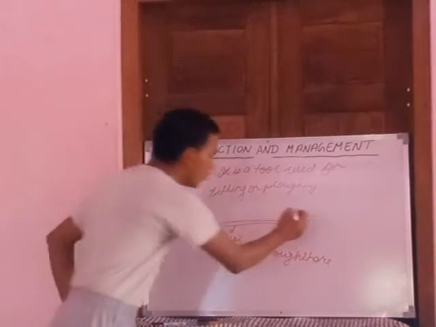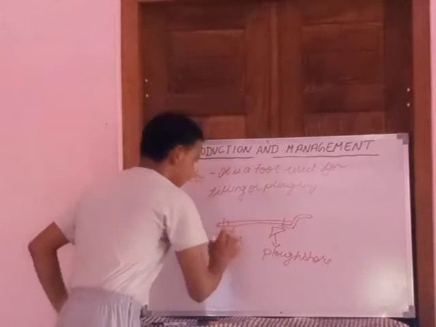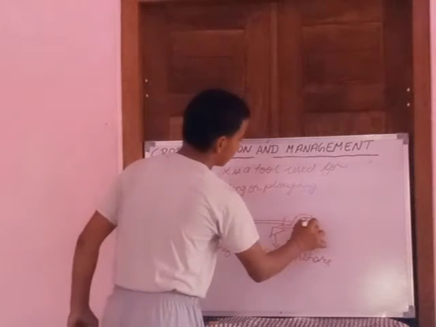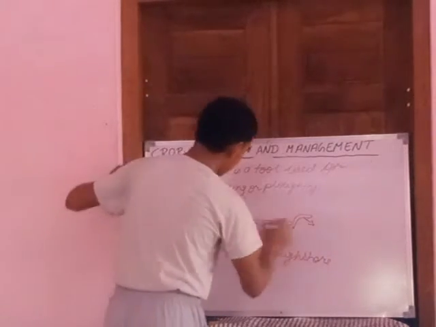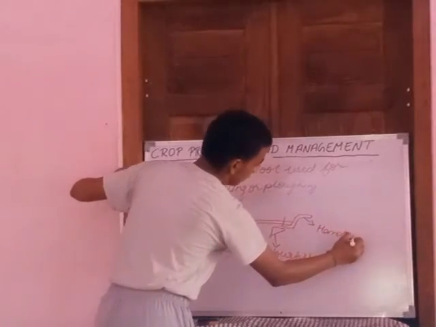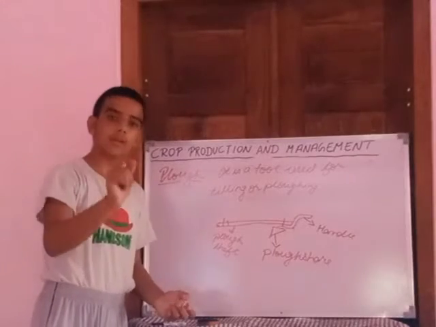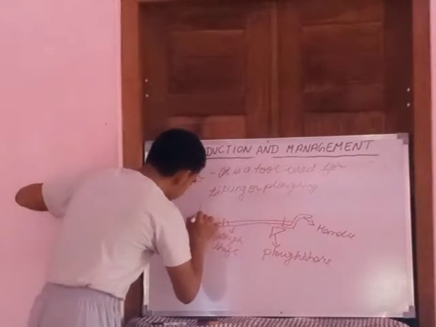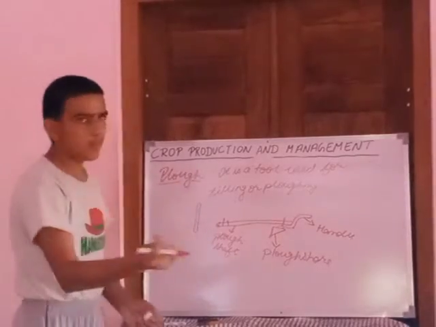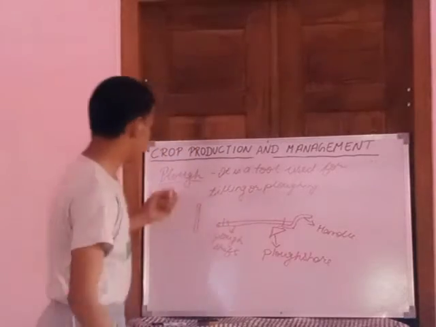Generally, the plow is like this. Here is the plowshare, here the plow shaft, here is the handle, and one end is attached to the beam which is put on the neck of the bull. One man and one pair of bulls can easily operate the plow.